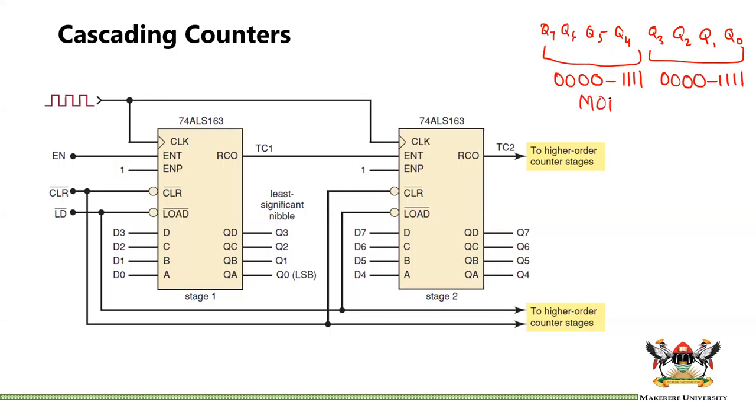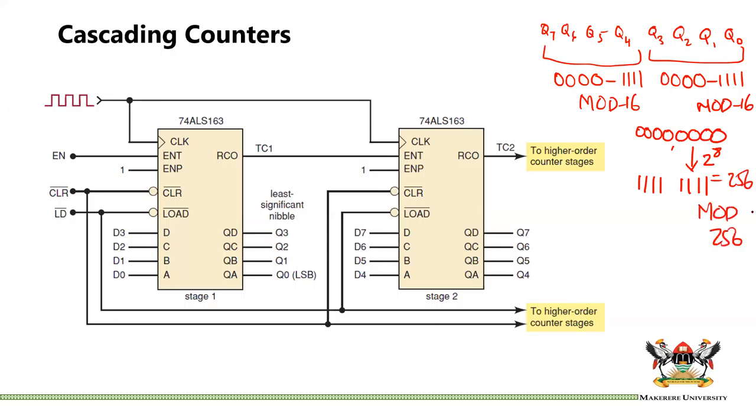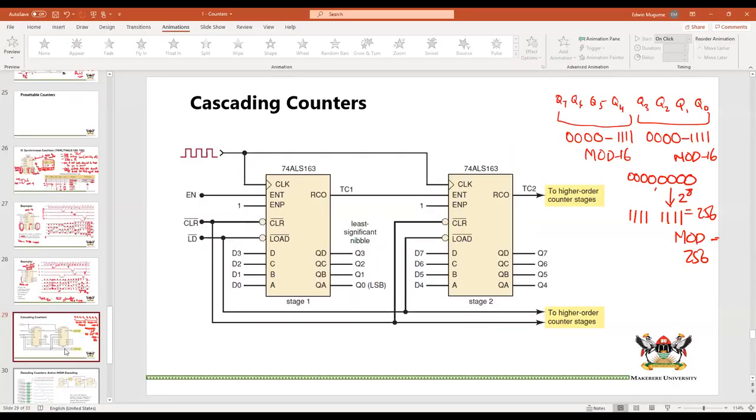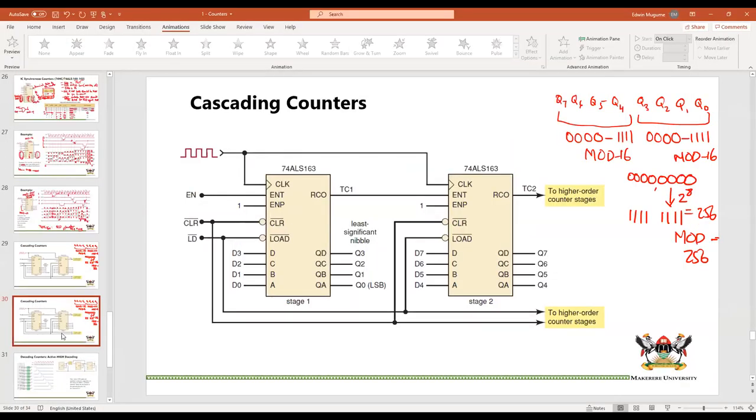So individually they are both mod 16, but when we cascade them, or connect them together in this way, we now can move from 00000000, when all the flip-flops are 0, all the way to when all of them are 1. These are 2 to power 8, which is actually 256. So we create a mod 256. That means we can count 256 unique states, and the terminal state of this in decimal is obviously 255. Okay. Now I want to actually create a couple of these.